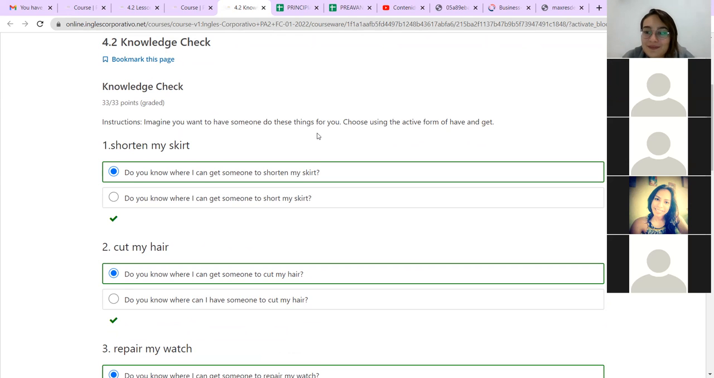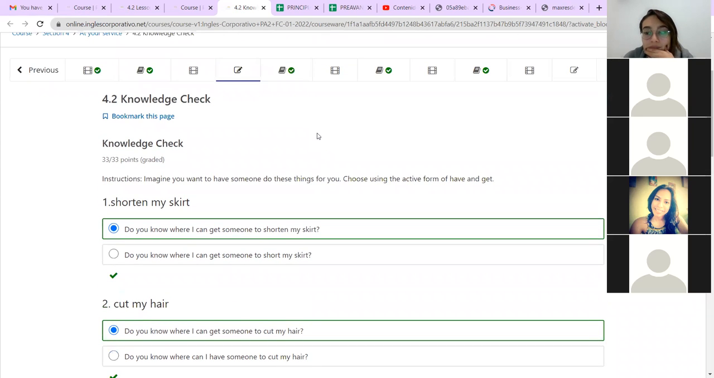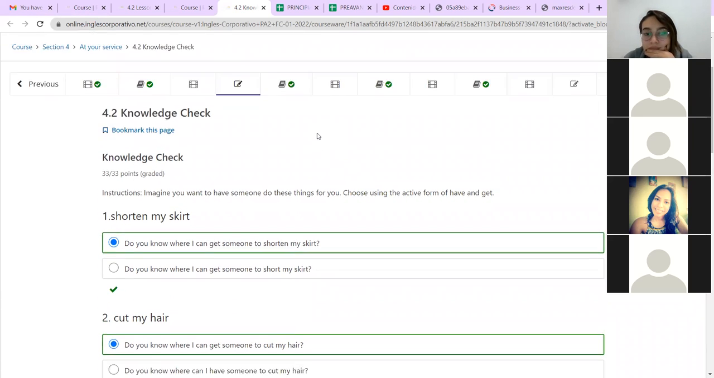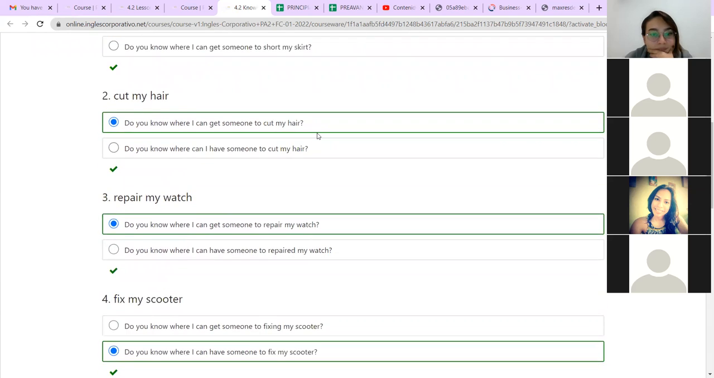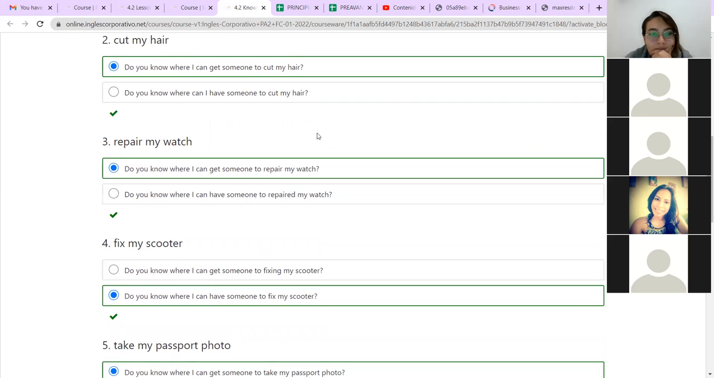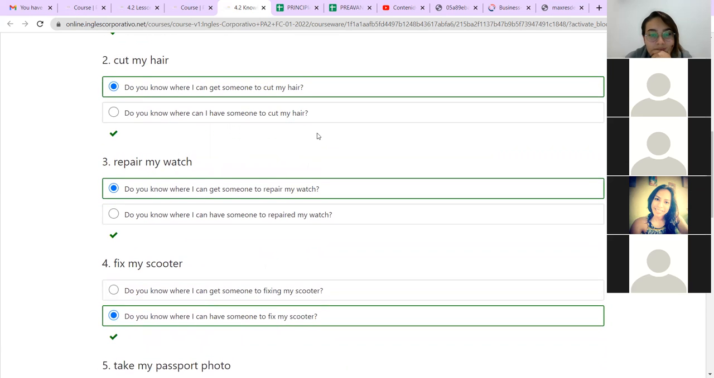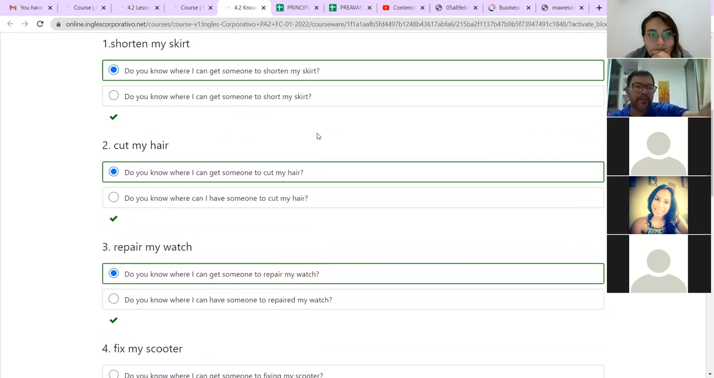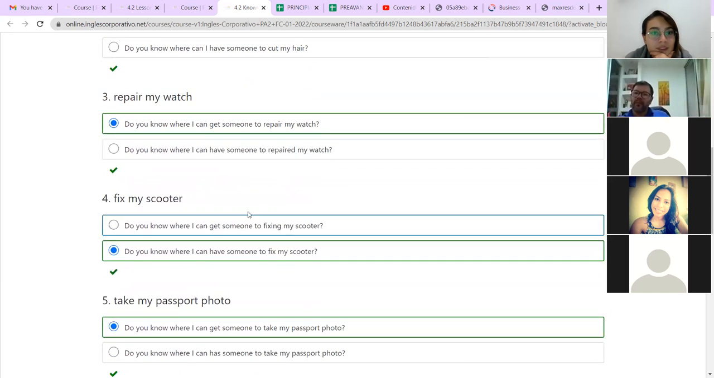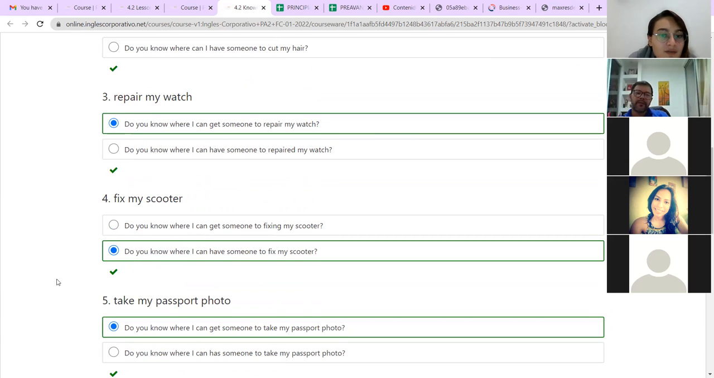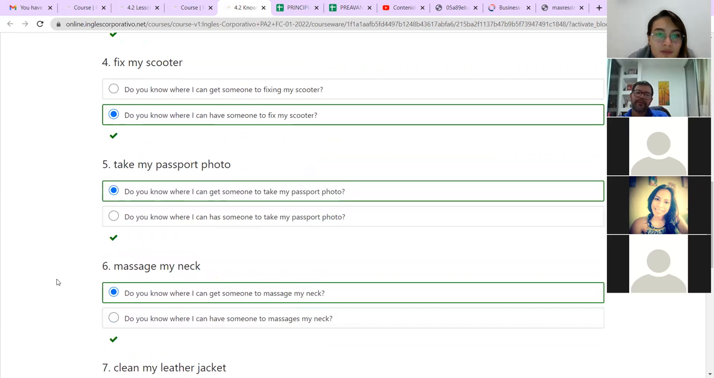In the video, you said that when we use get, the verb is in infinitive. But in this exercise, all sentences are using infinitive with had to. Yeah, but let's see. Do you know where I can have someone to fix my scooter? You are absolutely right. Marce has made a super great point, and that is correct. Es correcto. Esto no tendría que estar aquí. Do you know where I can have someone fix my scooter? When we use have, we don't need to use to.